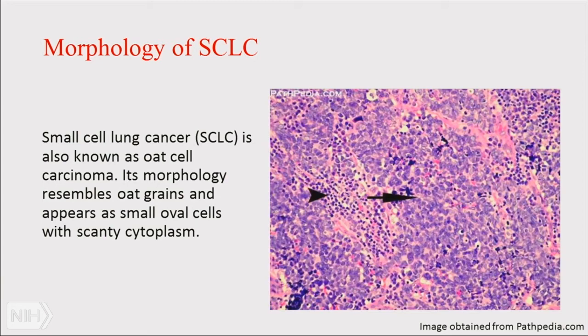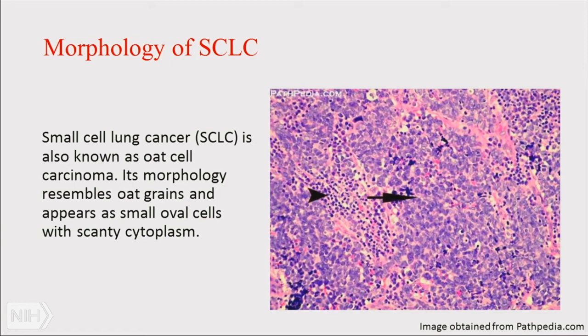All right, the morphology of small cell lung cancer. You probably have already figured out that small cell lung cancer got its name because the size of the tumor cells is small. It is also known as oat cell carcinoma. On the pathology slides, it looks like oat grains. It is a small oval cell with scanty cytoplasm. On the pathology slide here, the arrow points to the small cell lung cancer cells, and the arrowhead points to the lymphocytes. As we know, lymphocytes are very small cells. In this case, the small cell lung cancer cells are just a little bit bigger than the lymphocytes.